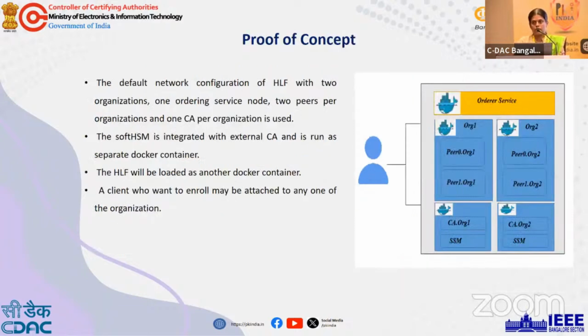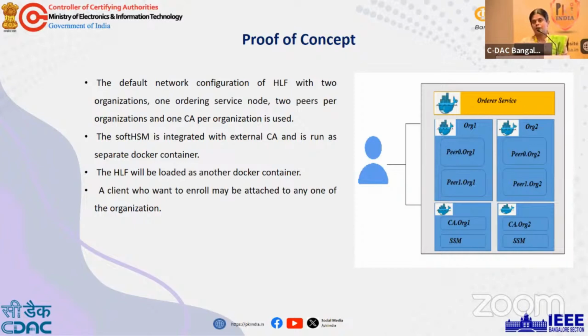So the proof of concept for this implementation has been done with a secure software module, or a software security module. We used an open source implementation of a soft HSM, an emulation of a hardware security module. A soft HSM provides all means of cryptographic security for your private key apart from the physical security offered by your HSMs. The default network configuration of HLF has two organizations, one ordering service node which is responsible for ordering your transactions inside your block, two peers, one an endorsing peer which endorses your transaction and a committing peer which commits whether the transaction is correct or not, and one certificate authority, which is an external certificate authority provided by SITS.